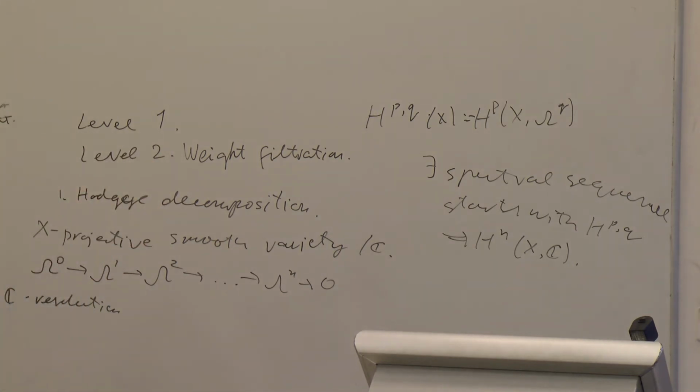Now the non-trivial fact is that this spectral sequence degenerates: all the differentials are equal to 0. This is the Hodge decomposition. And this is true only for projective smooth varieties; it's not true in general.